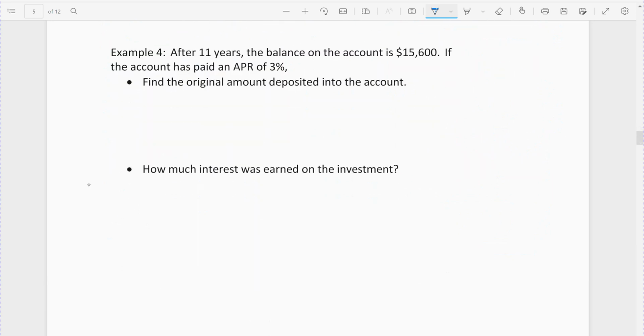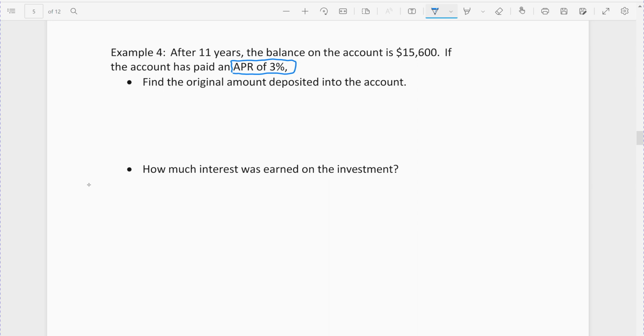All right, example 4. After 11 years, the balance in the account is $15,600. If the account pays an APR of 3%, find the original amount and how much interest was earned in the investment. So again, APR of 3%, annual percentage rate, so every year it earns 3% on the balance.